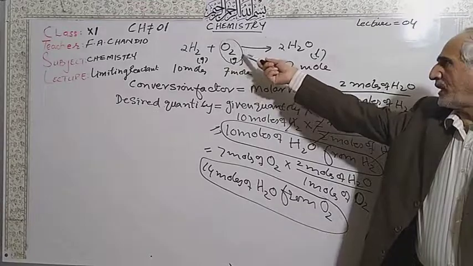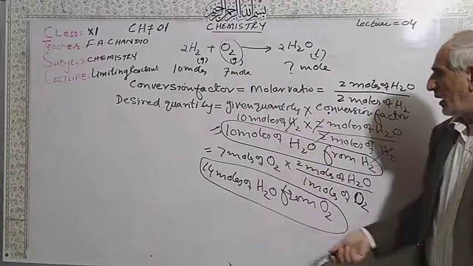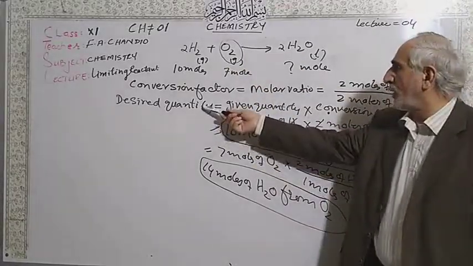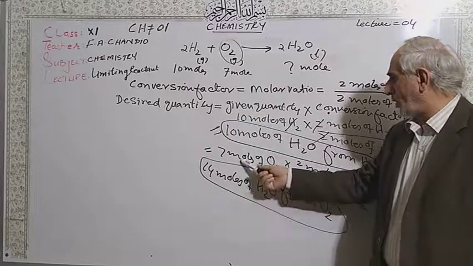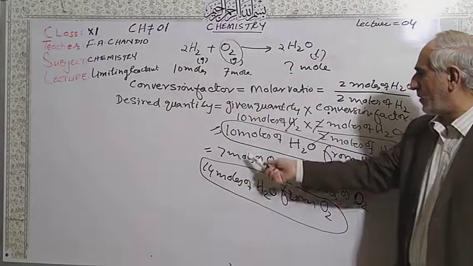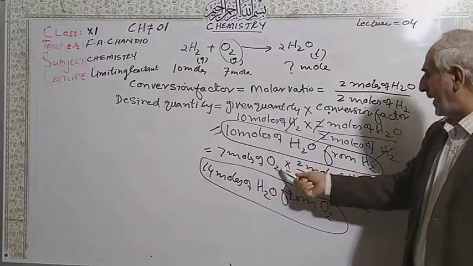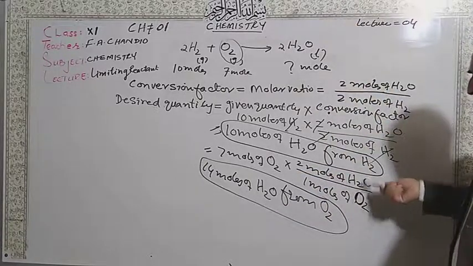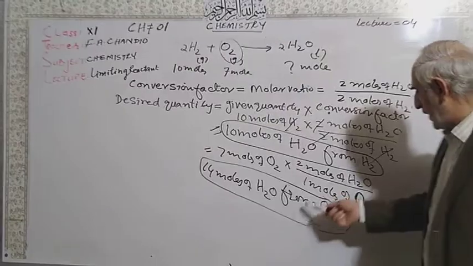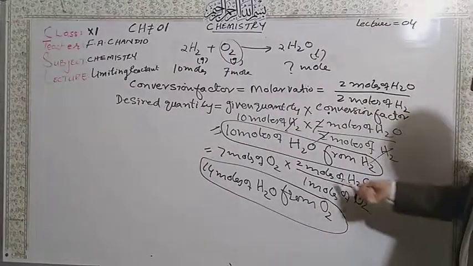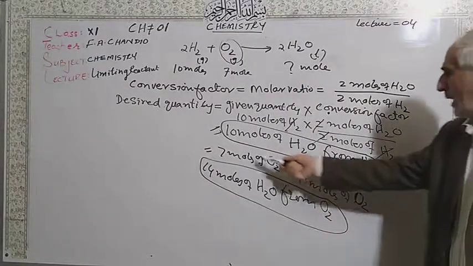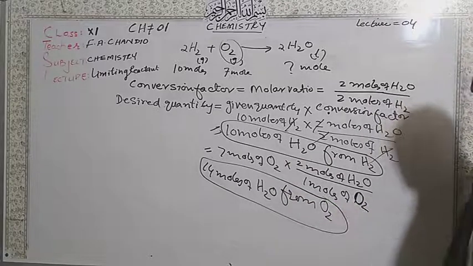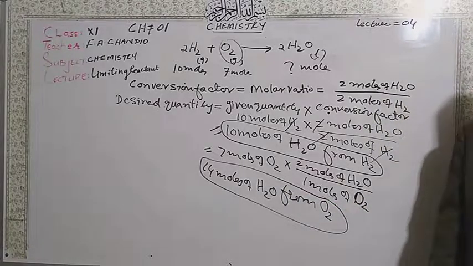Same repetition for the oxygen. For the desired quantity, given quantity is 7 moles of oxygen. Yes, 7 moles of oxygen are given here. And the conversion factor is 2 moles of water, 2 moles of water I have given, and 1 mole of oxygen, 1 mole of oxygen is given here. So 2 over 1, 2 multiplied by 7, 14. So 14 moles of water from the oxygen.